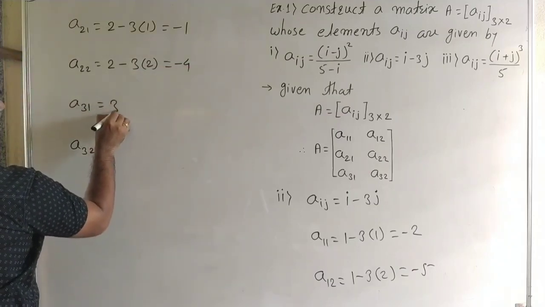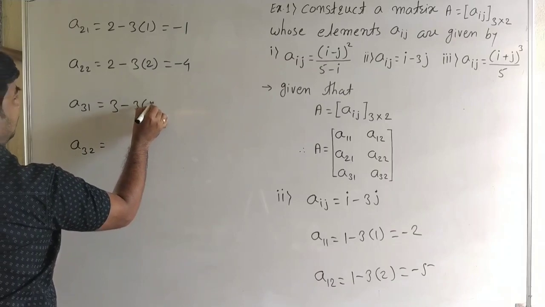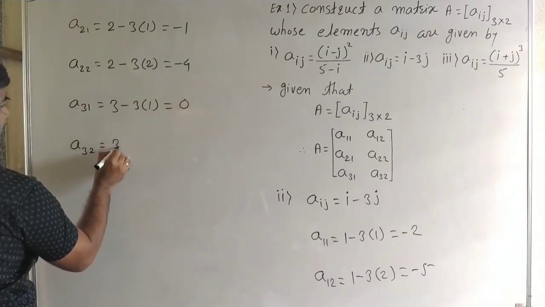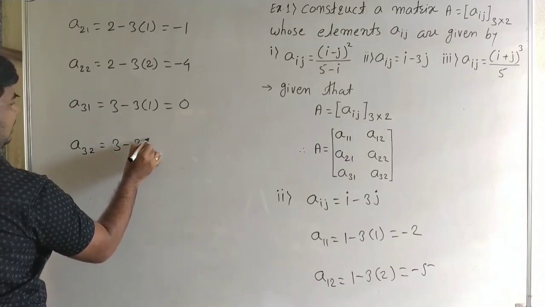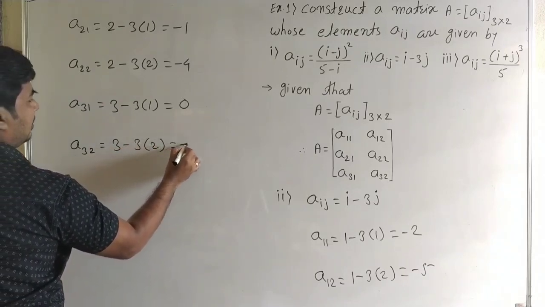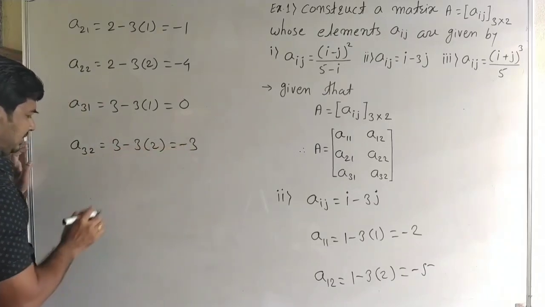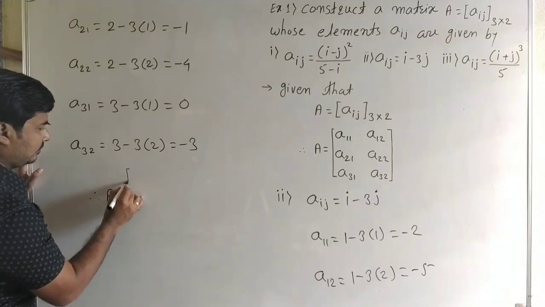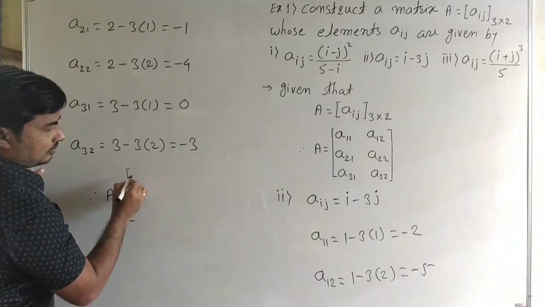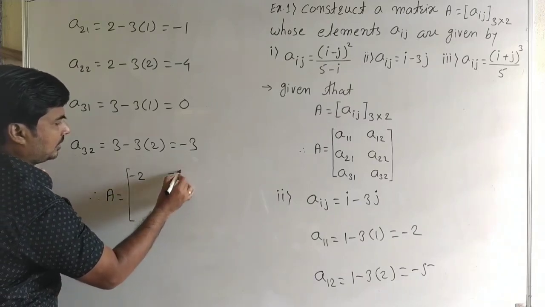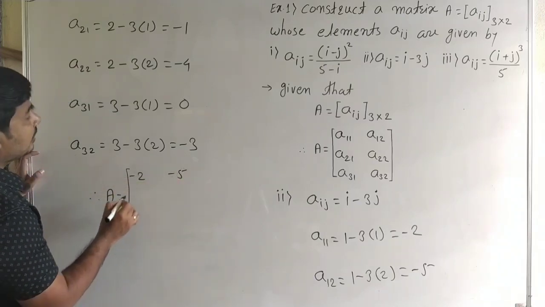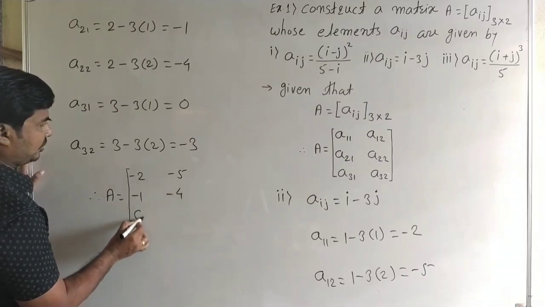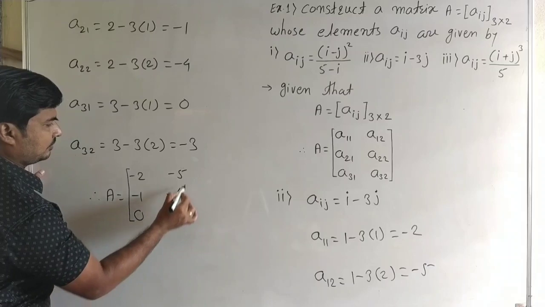Then a31 is 3 minus 3 into 1. Then it is 0. And last, a32 is 3 minus 3 into 2, it is 3 minus 6, which is minus 3. And therefore the matrix A is minus 2, minus 5, minus 1, minus 4, 0, and minus 3.